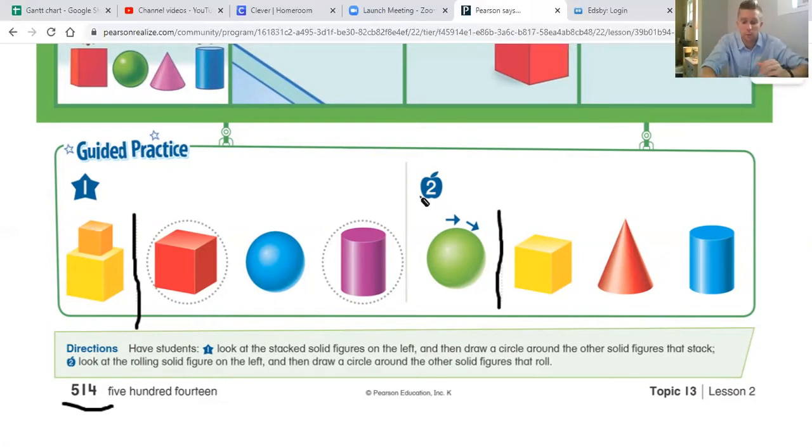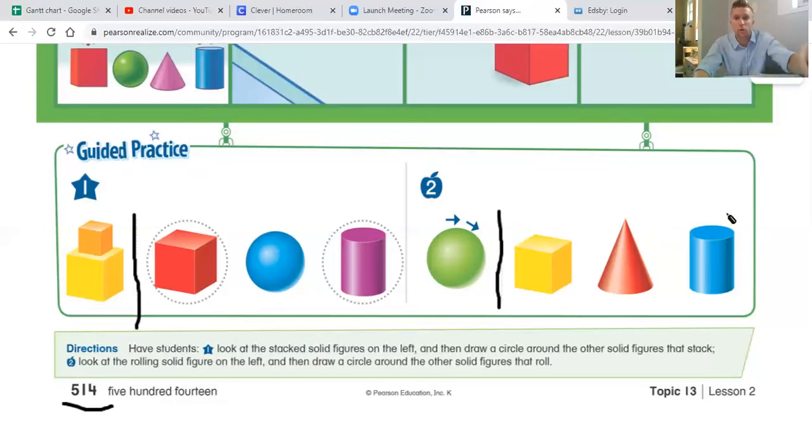Okay, now let's look at number 2. Let's do this one on our own. This has some arrows showing that this sphere can roll, right? So it says, look at the rolling figure right here and draw a circle around the other solid figures that roll. Which ones over here can roll? Let's see if you remember. Give you a few seconds, circle them. I'm going to give you a hint. There's 2.